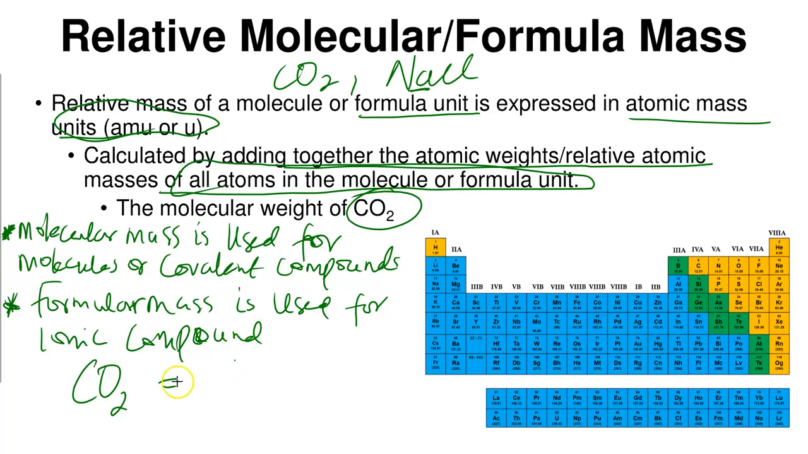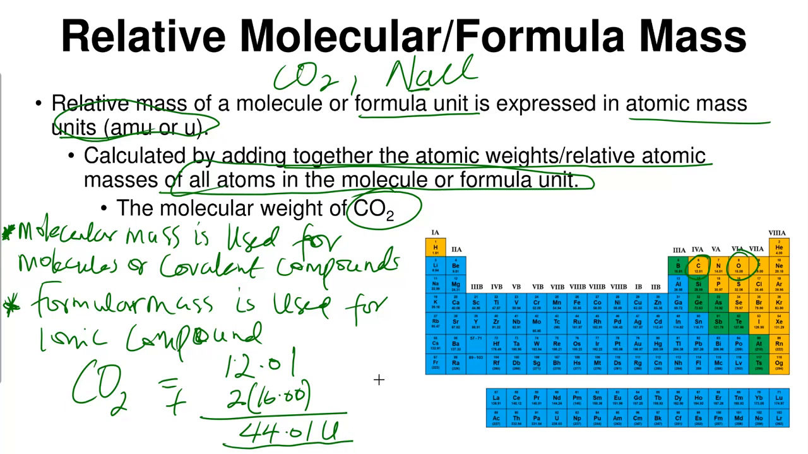The first thing we're going to do here is look at carbon. Carbon weighs 12.01. So I'm going to say there's one carbon here, 12.01, plus there are two oxygen atoms here, but each of them weighs what? 16.00. So 2 times 16.00 will give you 32. 32 plus 12.01 will give you 44.01 u. So 44.01 corresponds to the molecular mass of carbon dioxide.